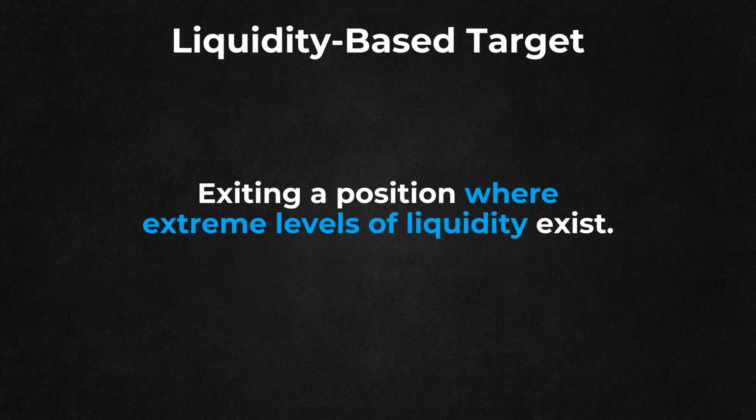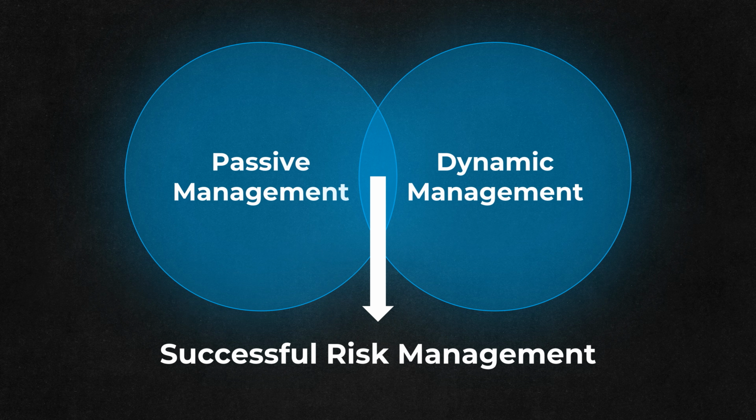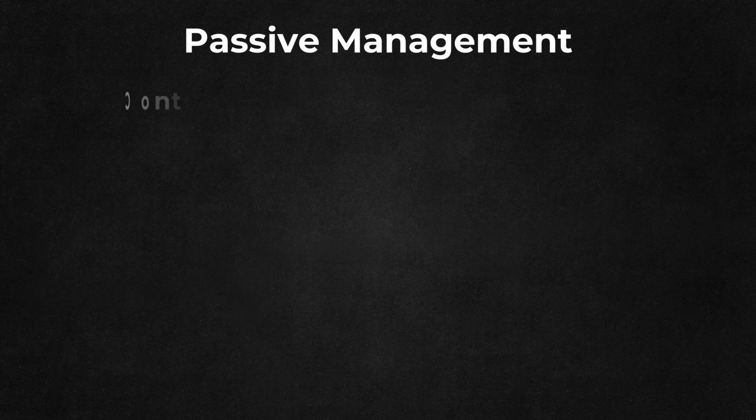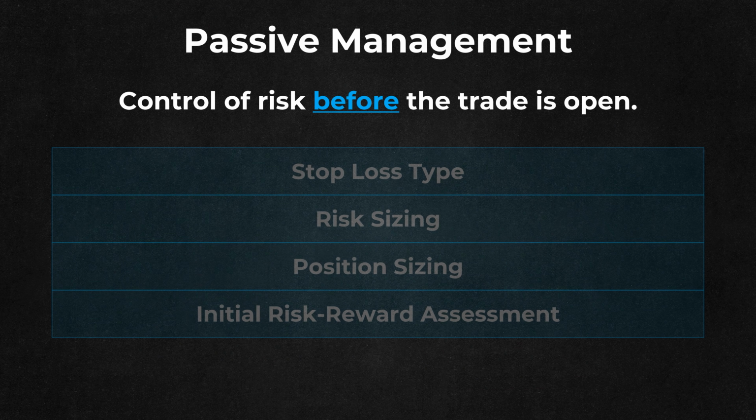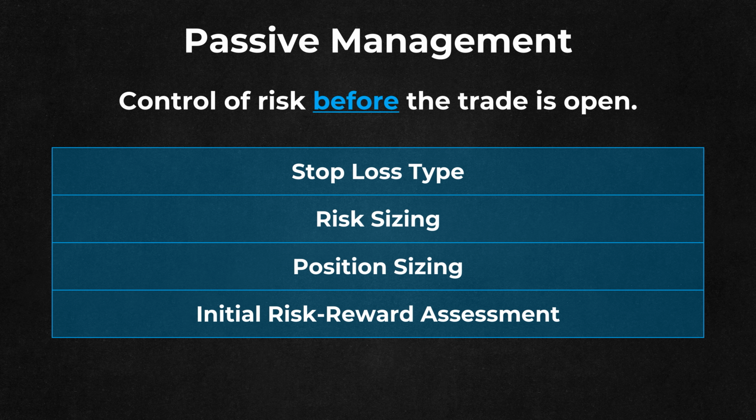We can divide risk management in 2 main categories: passive management and dynamic management. Successful risk management lies in the intersection between these 2 categories. In simple terms, passive management is the control of risk before a trade is open. So stop loss type, risk sizing, position sizing, and initial risk-reward assessment.